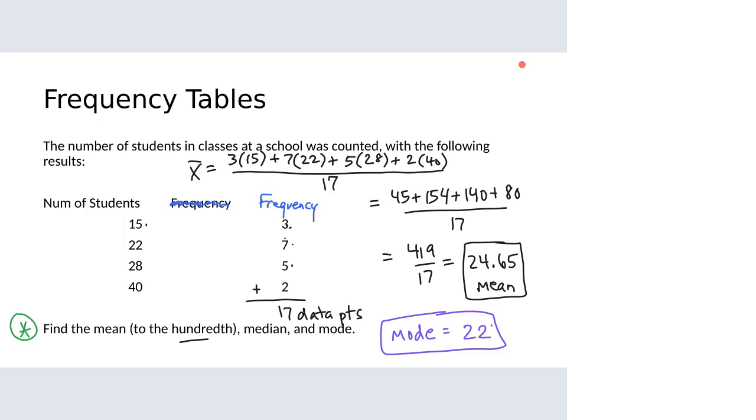Any questions about either of those things before we get into finding the median on a frequency table? As far as measures of central tendency go, as far as mean, median, and mode type of questions, finding the median from a frequency table is the most challenging thing we'll do. All right, here goes. So if I want to find the median from this frequency table, the first thing I need to know is how many data points there are, and there are 17 data points.